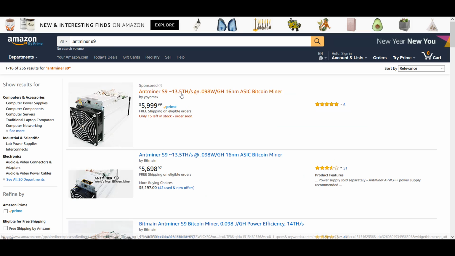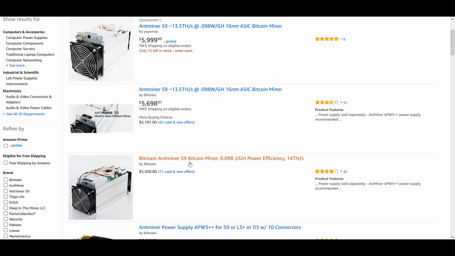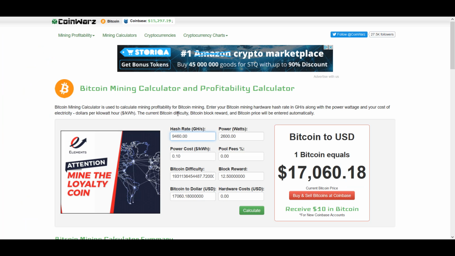So this is 13.5. This one says it's 14 terahash. It's a little bit less expensive, so we'll use this one. So 14 terahash. A terahash is 1,000 gigahash. Right here you'll notice they have gigahash. So that would be 14,000 gigahash.